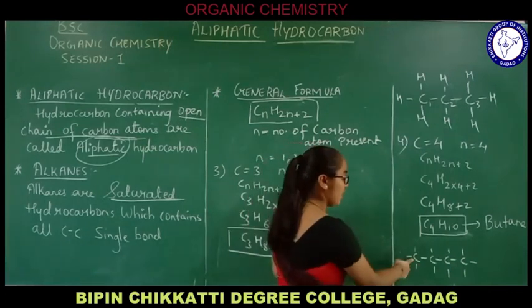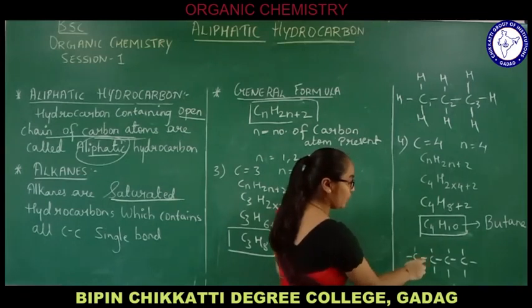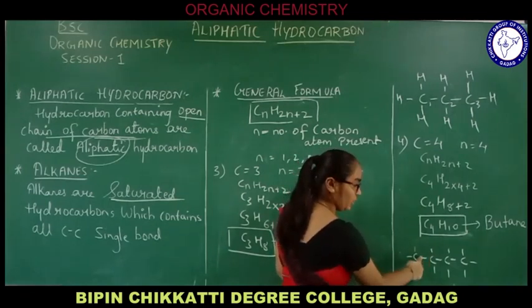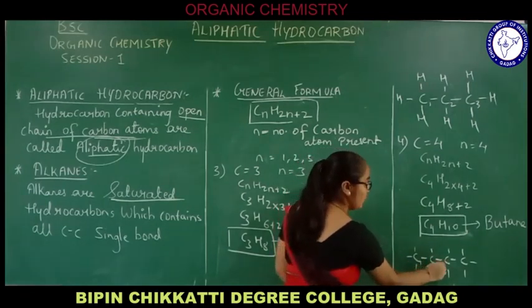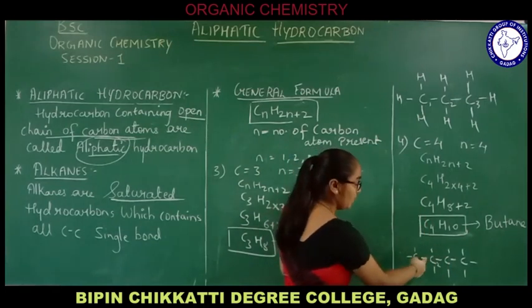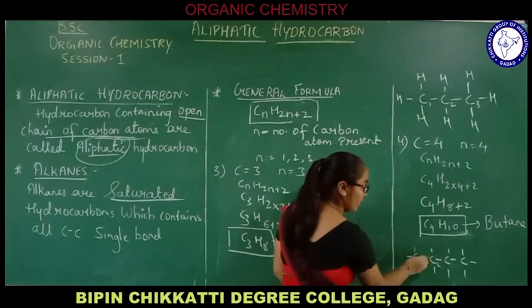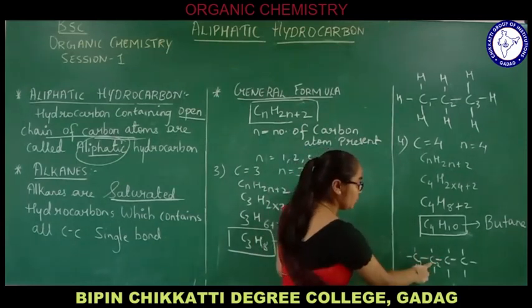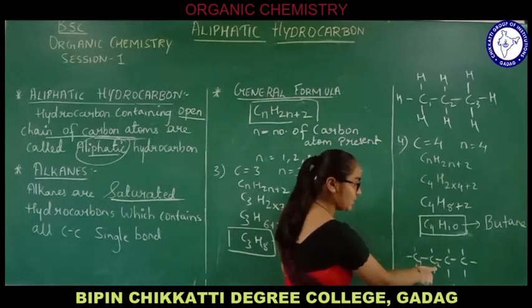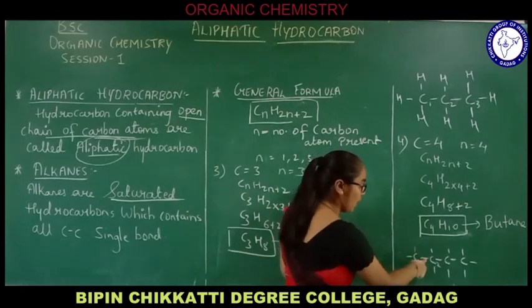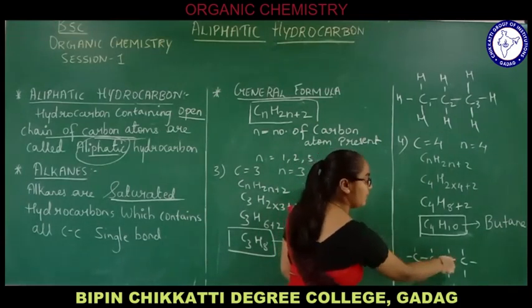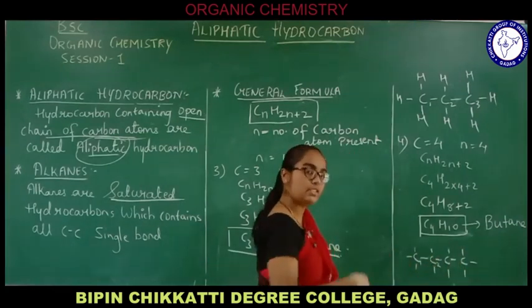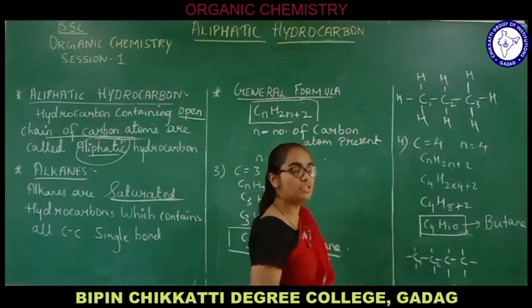So carbon number 1 has 4 valency: 1, 2, 3, 4. Now carbon number 2 also has 4 valency. How come? This middle bond is there, no? It is going to be shared between the carbon atoms, right? So carbon number 2 will again have 4 valency by making the 4 bonds: 1, 2, 3, 4. Similarly, carbon number 3 and carbon number 4 will be satisfied by having the 4 bonds, right?